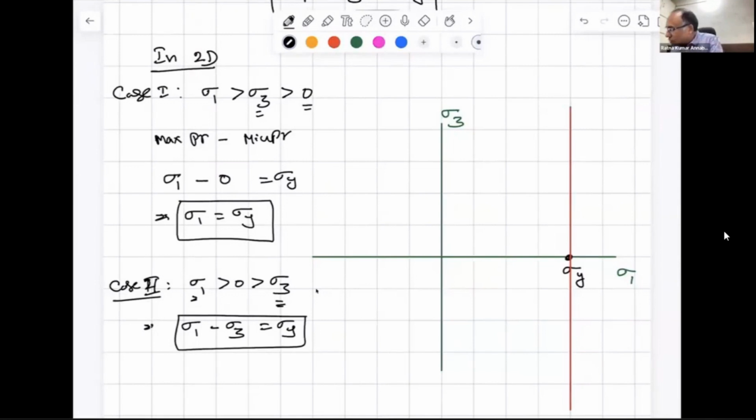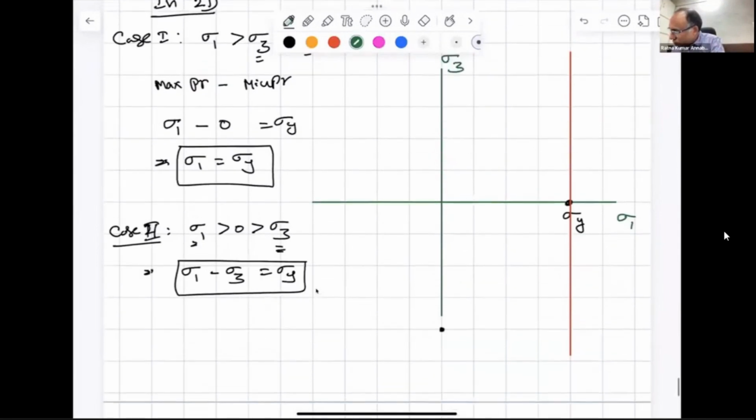Because if you identify 1, 2, 3, 4. So this will be my sigma y, correct? This point is my sigma y. Now, the line should be sigma 1 minus sigma 3 is equal to sigma y. That will be this line.